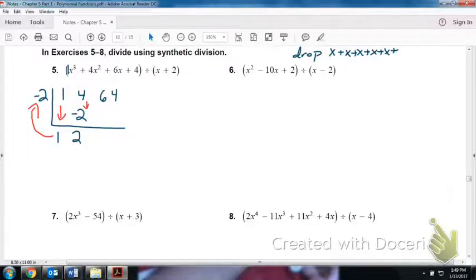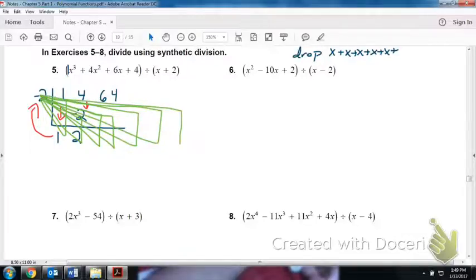So we started with the 1. We dropped it. Then we multiply it by that number, put it here, add. Multiply, put it there, add. Multiply, put it there, add. We're going to keep going. And if it was further than that, we'd keep going, if there were numbers out there, until we are done.